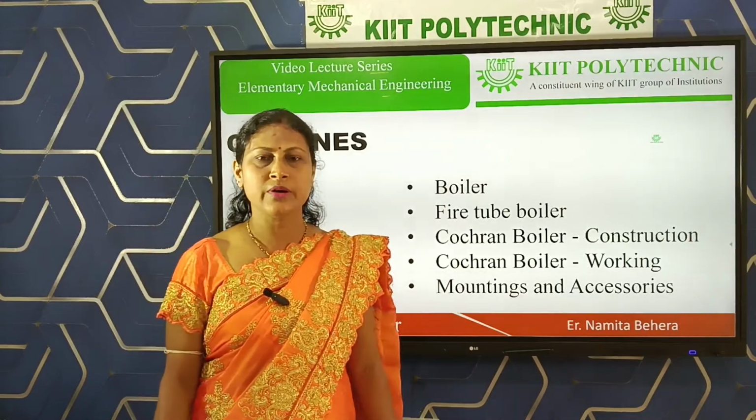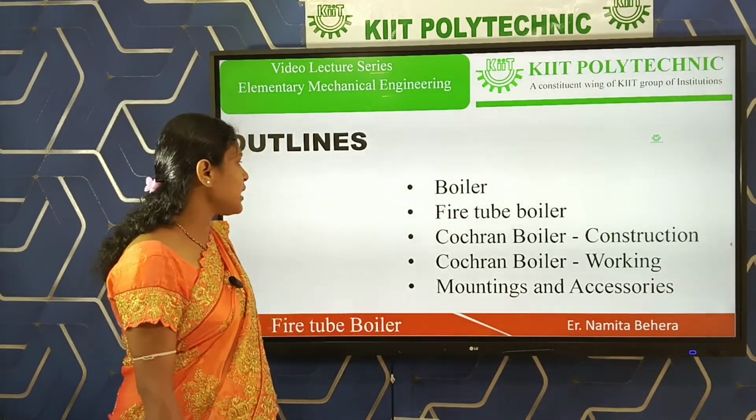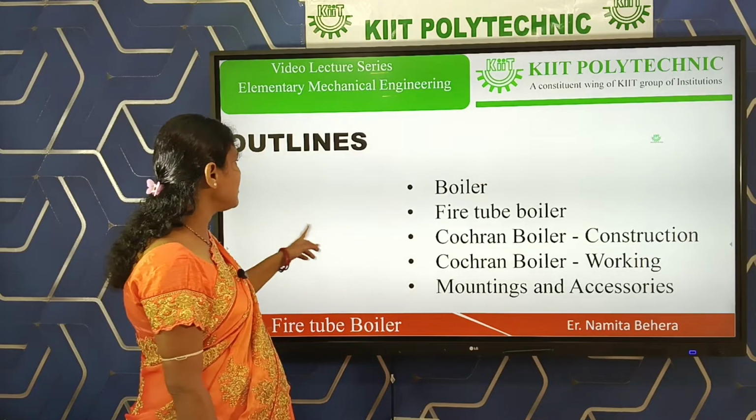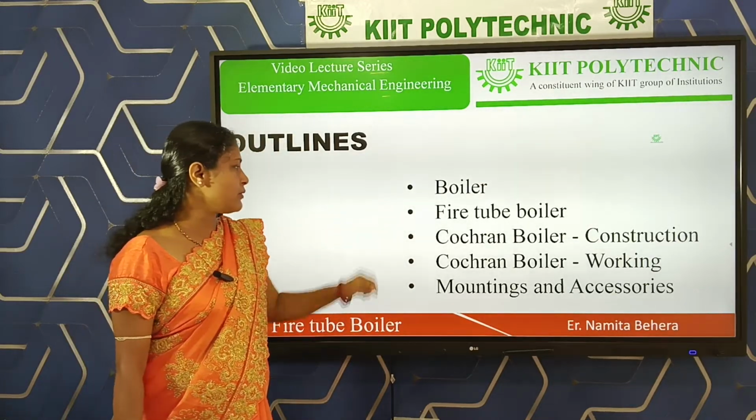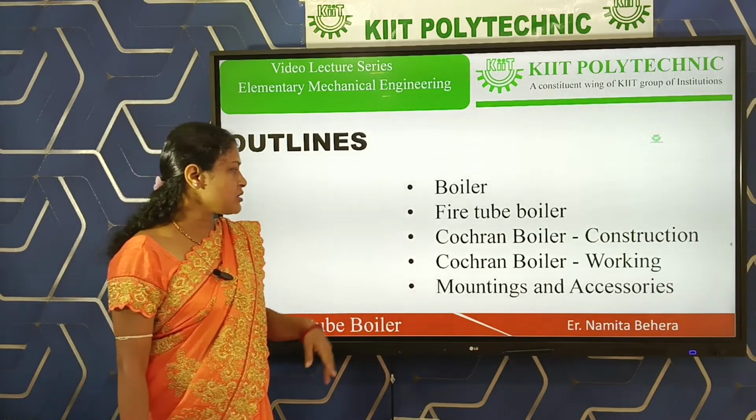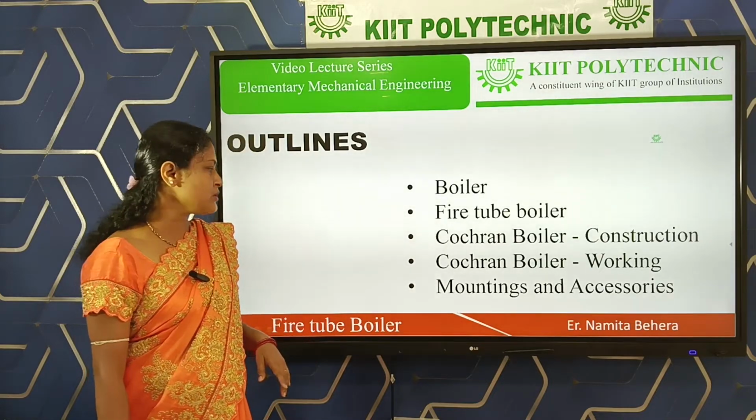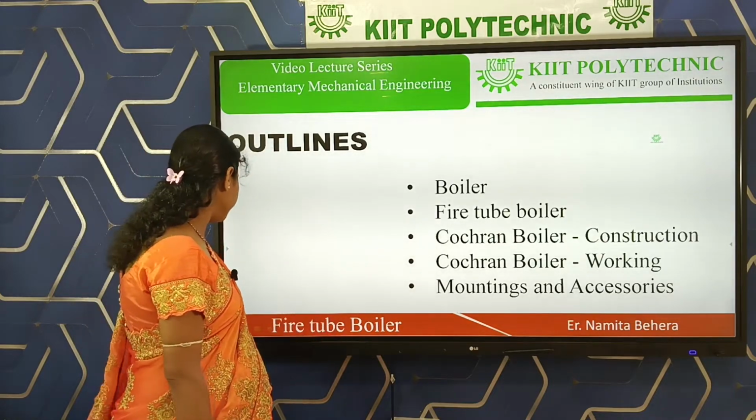We will discuss the fire tube boilers. What are the major outlines of this boiler? First is the boiler, then the fire tube boilers, the construction and working principle of Cochrane boilers, mounting and accessories.